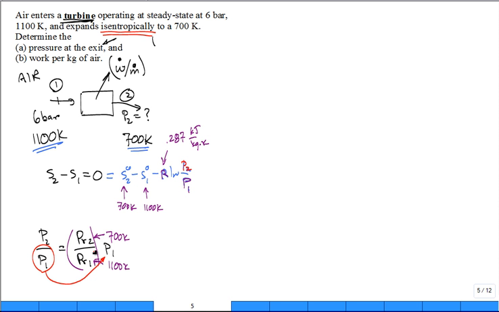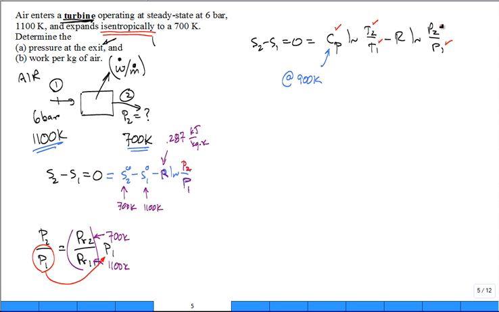Did that make sense? Now let's do constant specific heats. We have S2 minus S1 equal to 0, equal to C sub P natural log of T2 over T1, minus R natural log of P2 over P1. Here, the C sub P is known, it can be gotten from the table, but make sure you look it up at 900 Kelvin for a very good answer. And we know P1, so guess what you do? You get P2. One equation, one unknown.